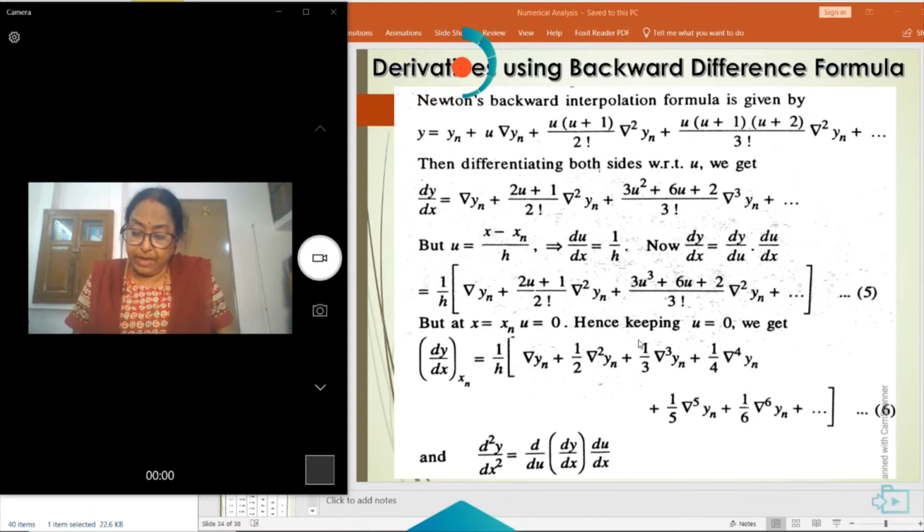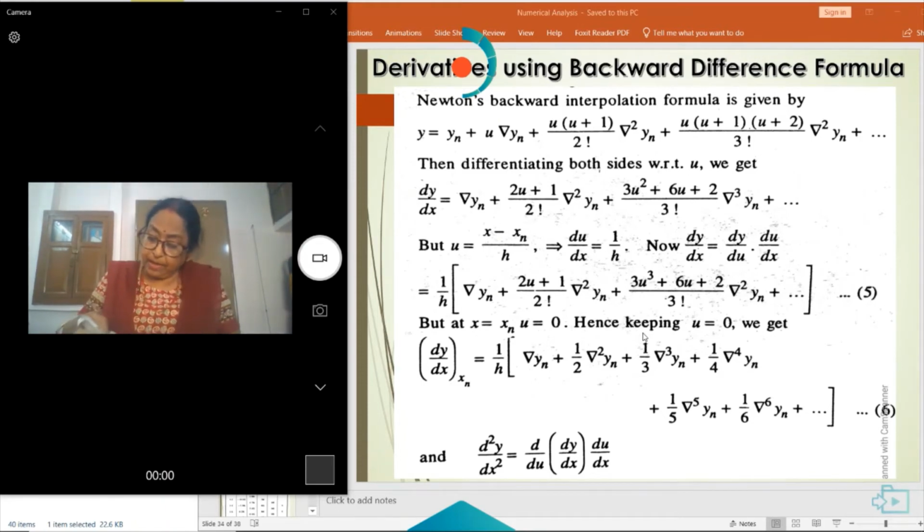As we know, the delta table and the nabla table are the same, but when we subtract the first value from the second value, we call it delta of the first value and nabla of the second value.